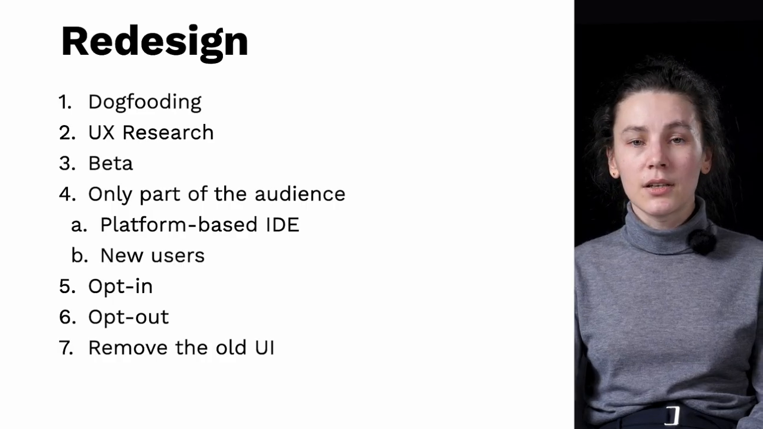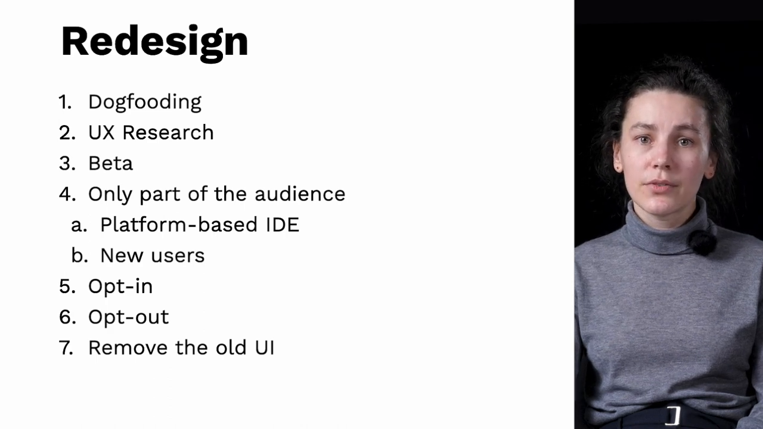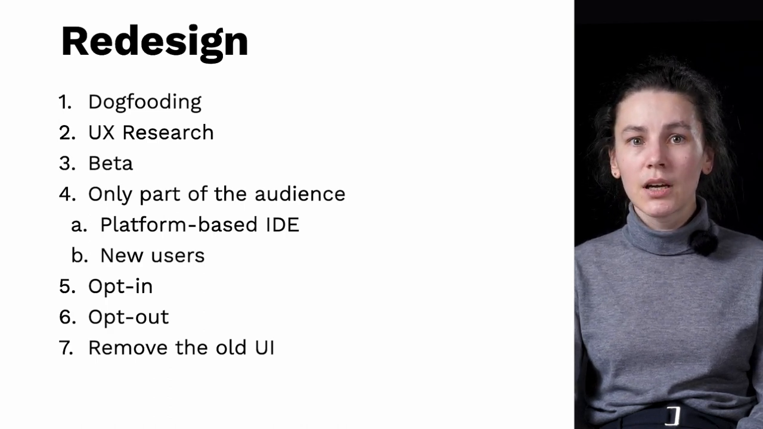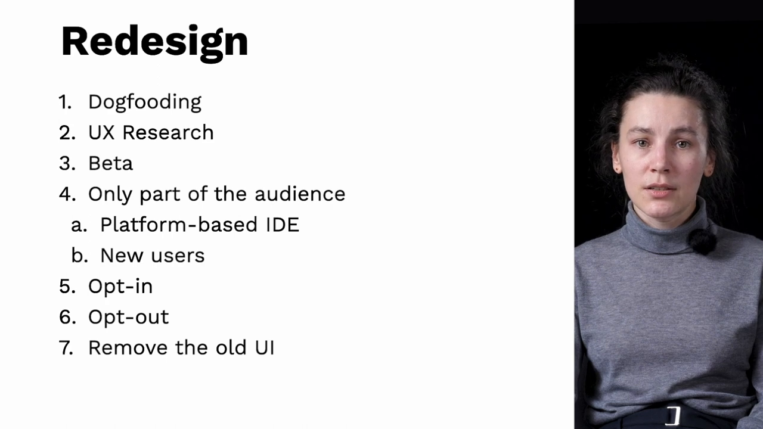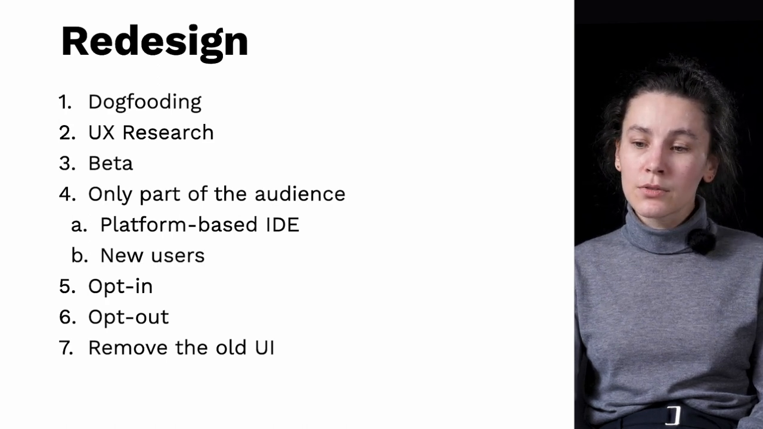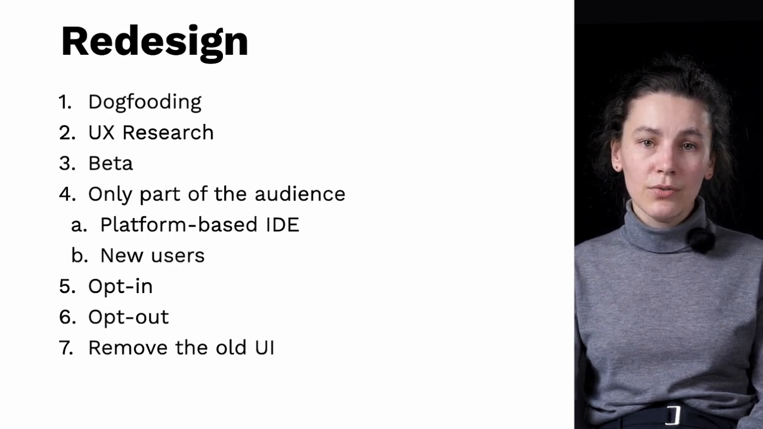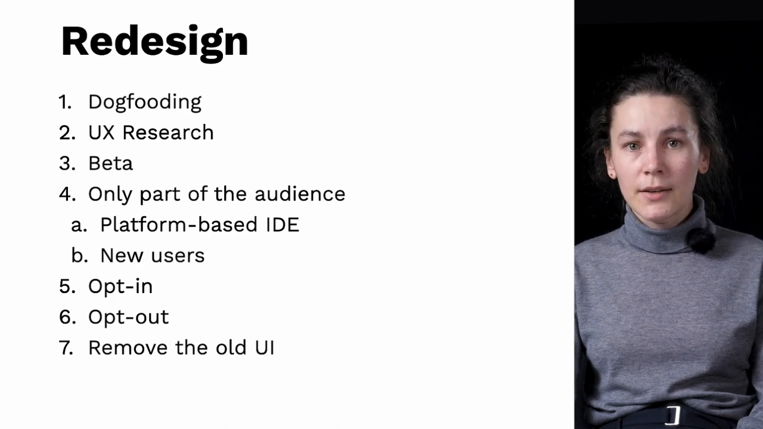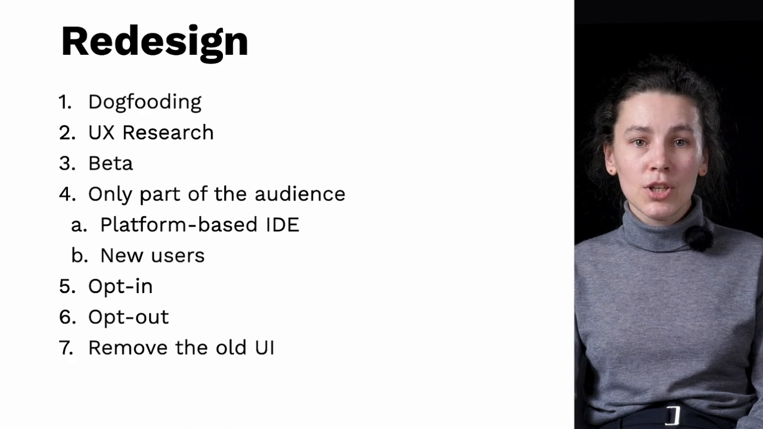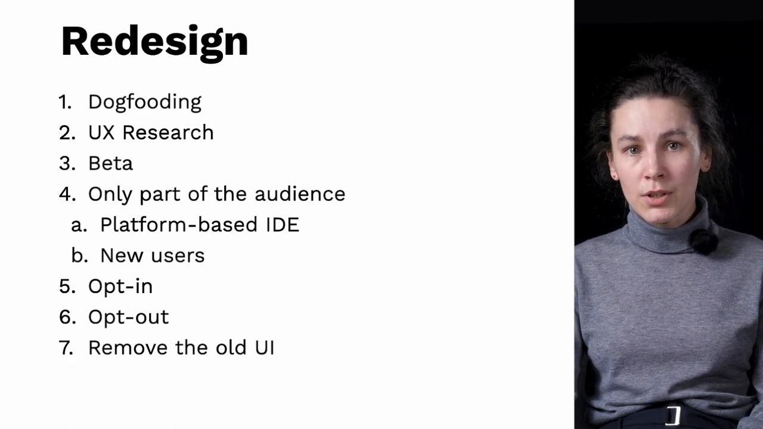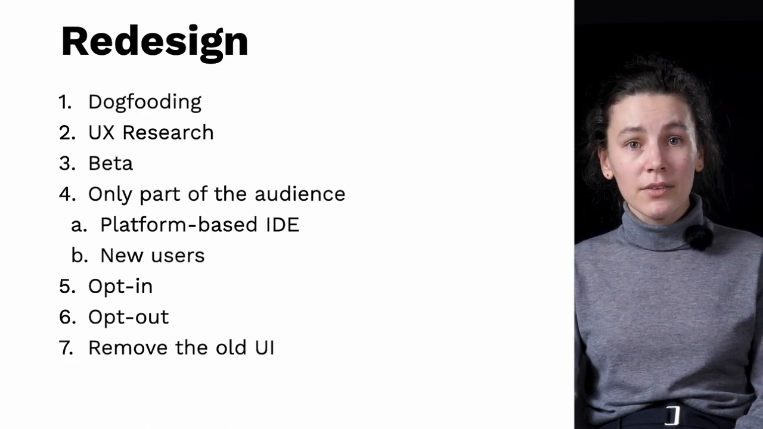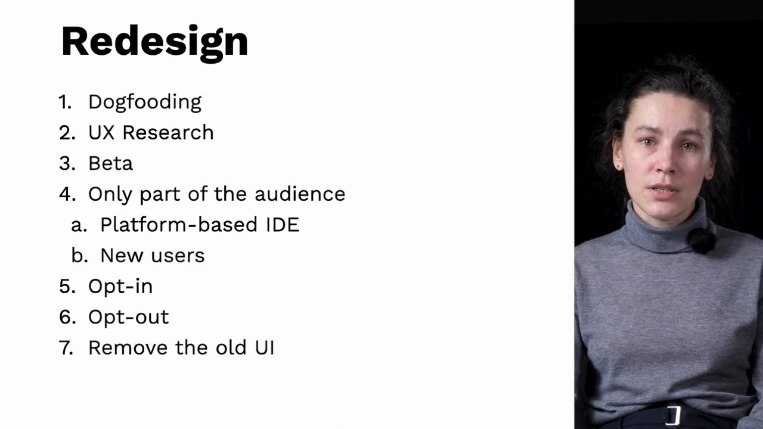And here is the summary of the steps that we took to change the interface of the commit function in the IDE. Of course, we don't use all of the steps for all features that we design. It would be quite cumbersome and tedious. For smaller changes, we often just use dogfooding and beta testing. However, in this example, we had to use all of the steps because the change affected too many users too much.